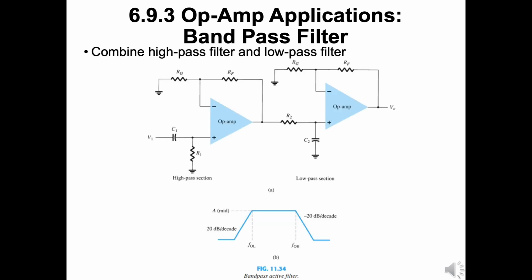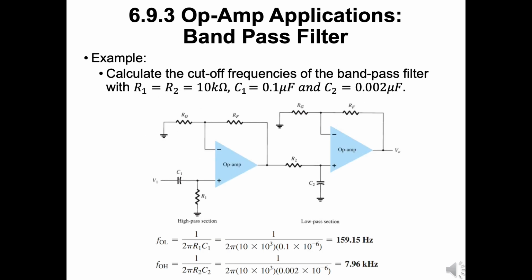The figure shows a bandpass filter using two stages, the first a high-pass filter and the second a low-pass filter, the combined operation being the desired bandpass response. Example for the bandpass filter. Calculate the cutoff frequencies for these given values. For this, FOL is 150.15 Hz and FOH is 7.96 kHz.